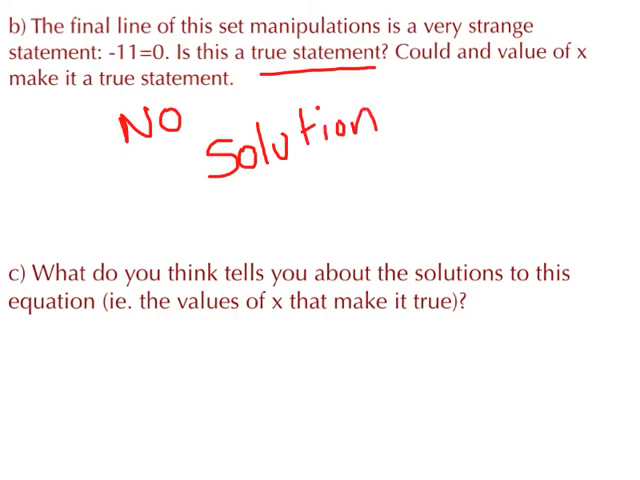When you have a problem or an equation that works out to be like exercise number 3, where it says -11 equals 0, or any other circumstance where the numbers do not match up, there is no solution for that problem. It says here, C, what do you think tells you about the solutions to this equation, the values of x that make it true? There are no values that make this true. No values you can write in.